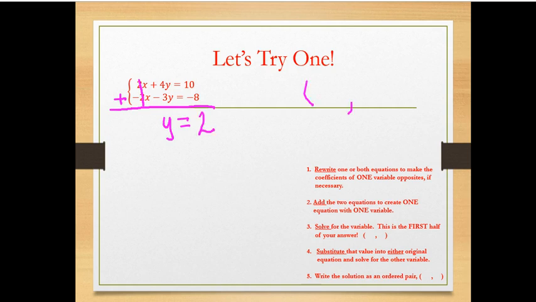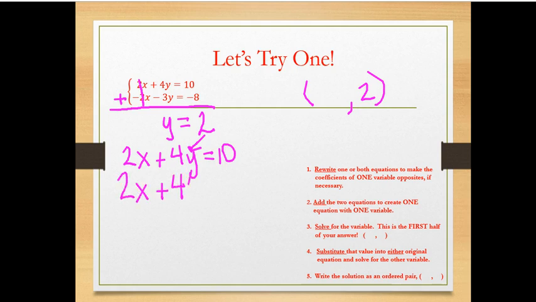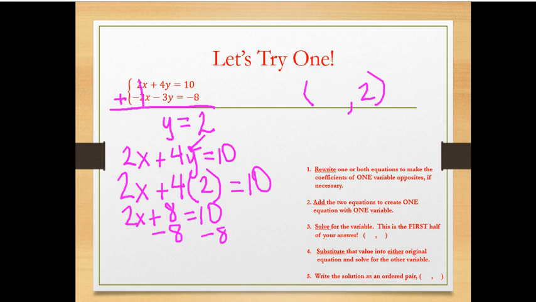Okay, so this time we know our y value in our ordered pair. So we're going to take that and plug it in. Our top equation is 2x plus 4y equals 10. We're going to take that 2 and plug it into the y. So we'll have 2x plus 4 times 2 equals 10. So we have 2x plus 8 equals 10. We're going to subtract 8 on both sides because we want to solve for 2x.